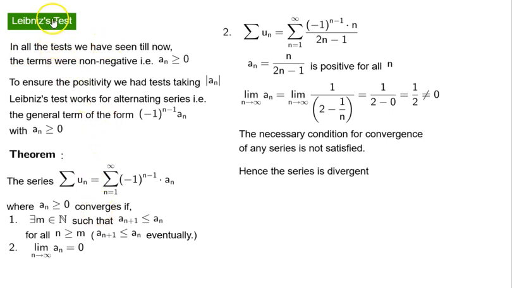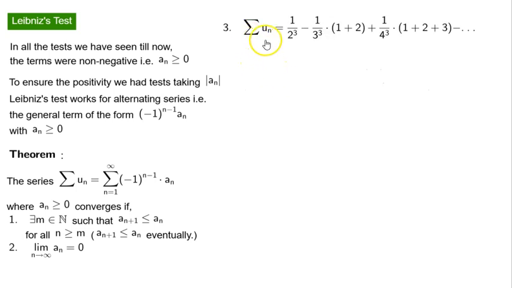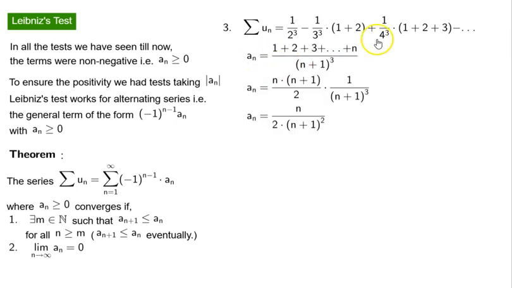Now let's look at the next. Now we have a series u sub n equal to 1 by 2 cube minus 1 by 3 cube times 1 plus 2 plus 1 by 4 cube times 1 plus 2 plus 3 and so on. So we have a sub n. For the nth term, it will be 1 plus 2 plus 3 plus dot dot dot plus n divided by n plus 1 cube. So we have the nth term, a sub n.